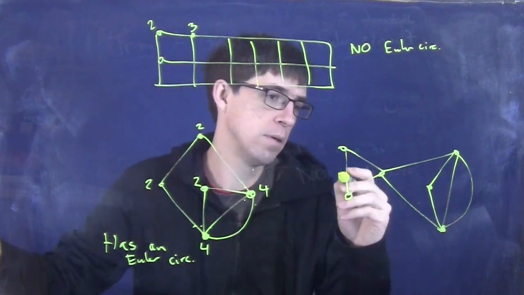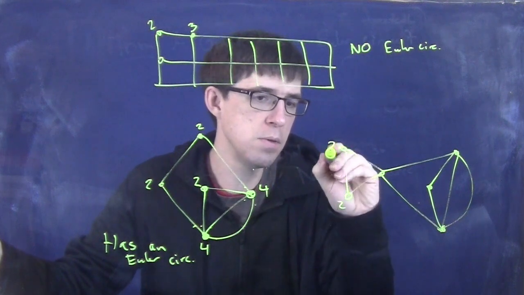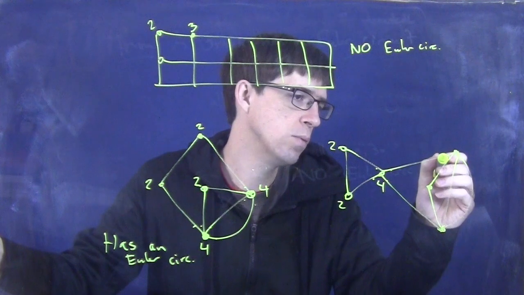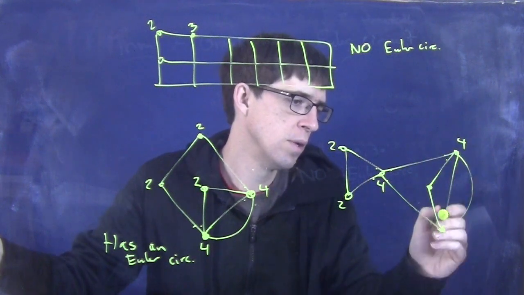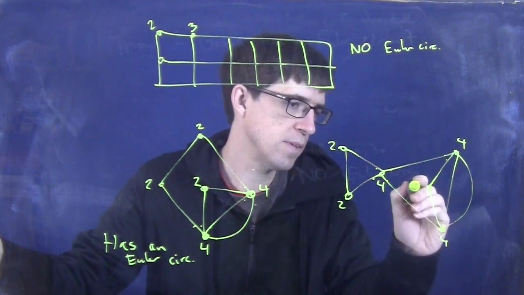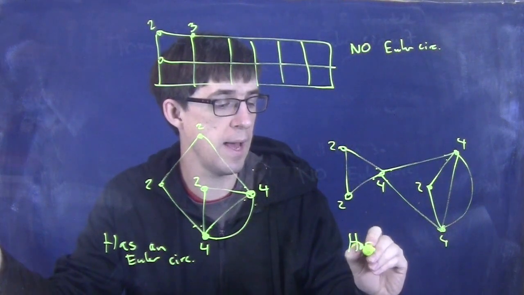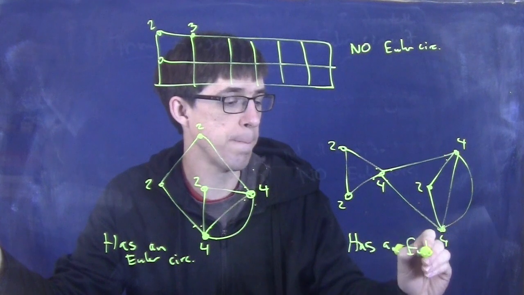How about this one here? Again, look at all the vertices. That's a 2. That's a 2. That's a 4, right? 1, 2, 3, 4. This is 1, 2, 3, 4. This is also 4. It's the same. That's a 2. Okay, so this one also does have an Euler circuit.